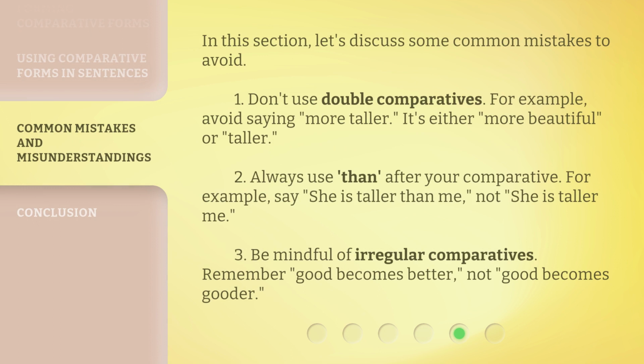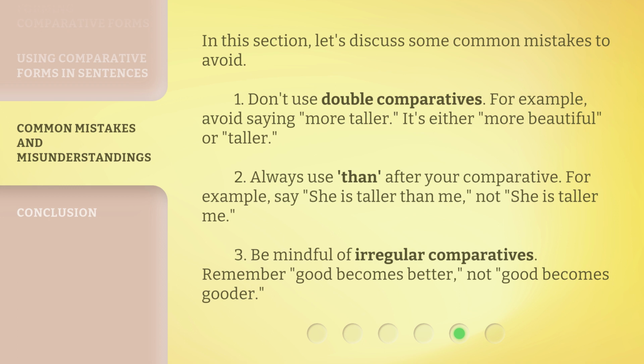In this section, let's discuss some common mistakes to avoid. 1. Don't use double comparatives. For example, avoid saying more taller. It's either more beautiful or taller.